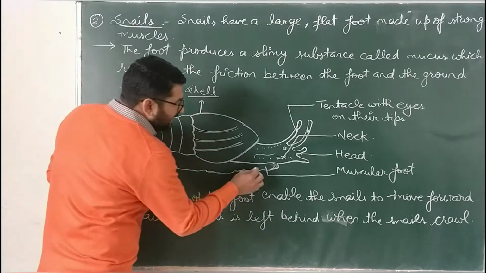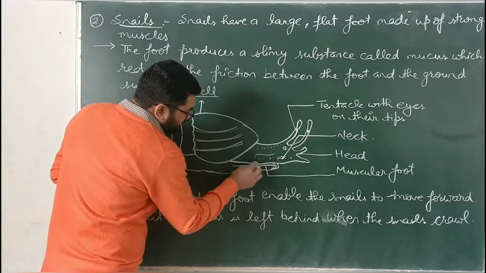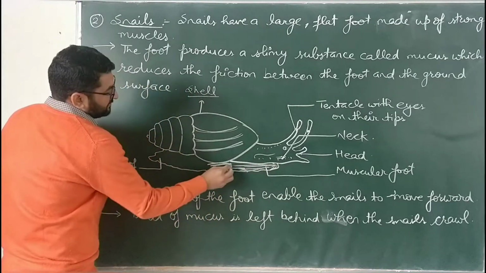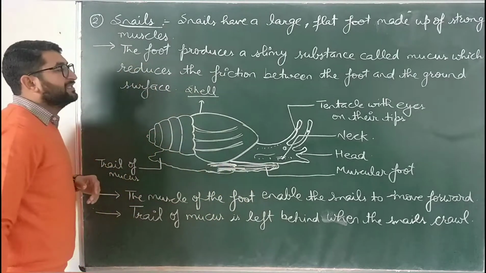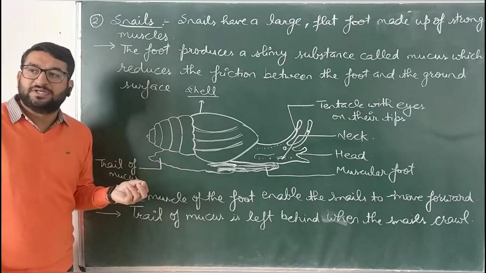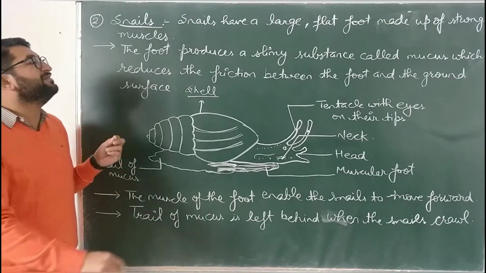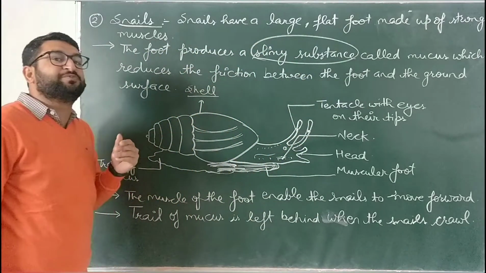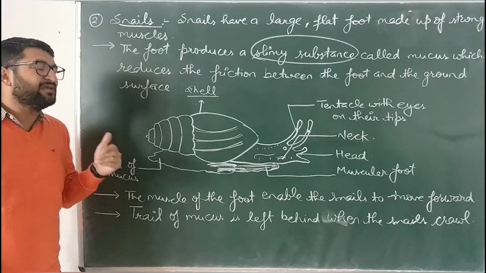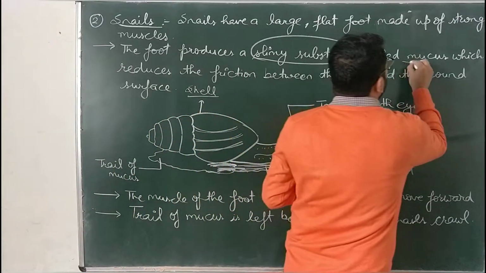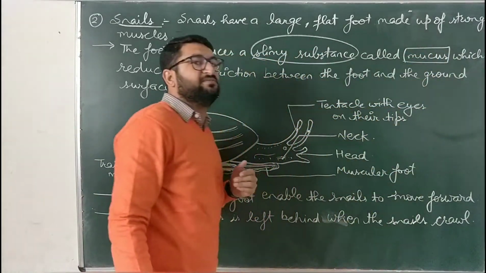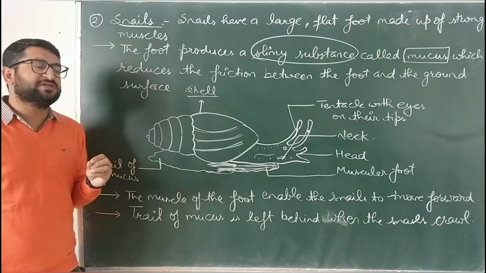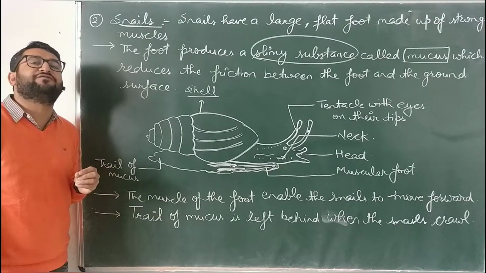Then it has a foot. That foot has muscles, and that muscular foot releases a slimy substance. What do you mean by a slimy substance? Slimy means चिपचिपा. That slimy substance is known as mucus. M-U-C-U-S, mucus. This mucus helps in the reduction of friction.